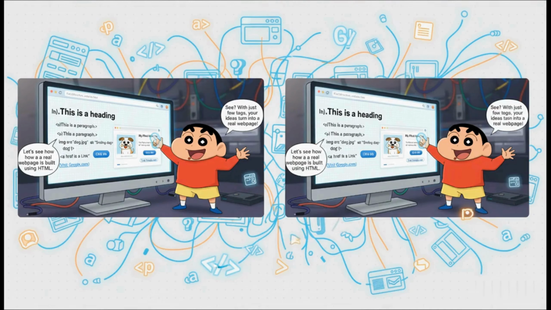And here it is. This is that aha moment where it all clicks. On the left, you've got the code. You can see the p tag for a paragraph and the a tag for a link with its href attribute. And on the right, that's the direct result. See? With just a few simple lines, your idea becomes a real working web page.